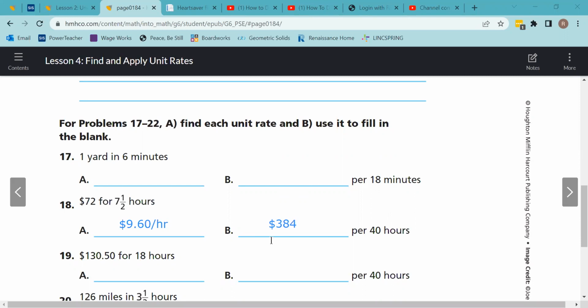Okay, same thing with the next one. So we have the money for 18 hours. You want the unit rate per hour. So divide by 18. So 130.5, divide that by 18. We have $7.25 per hour. I think that's minimum wage. It's 7.25 or 7.50. Anyway, $7.25 an hour. So if they work 40 hours, how much would they be earning?